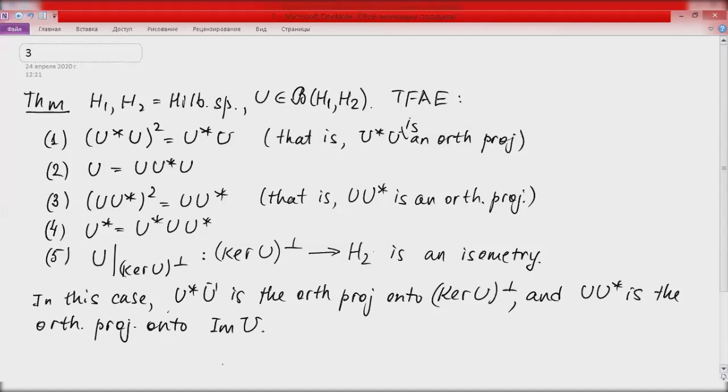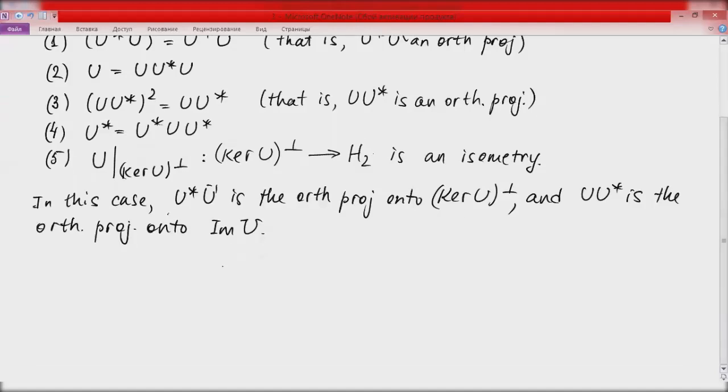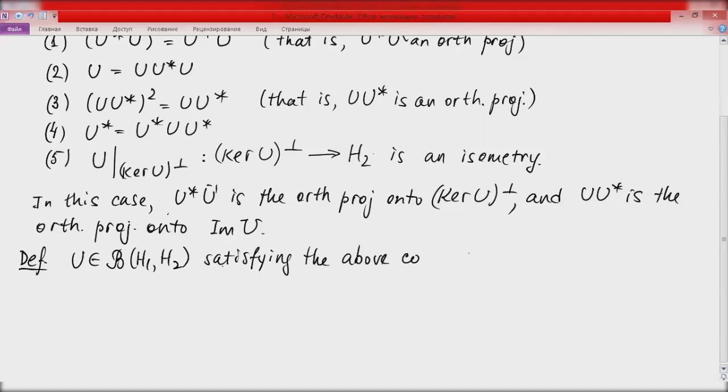Okay, and before we prove this theorem, let's introduce the terminology. So by definition, an operator U satisfying the above conditions is called a partial isometry.